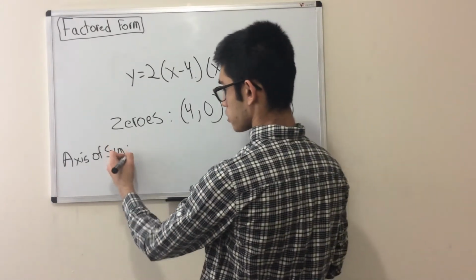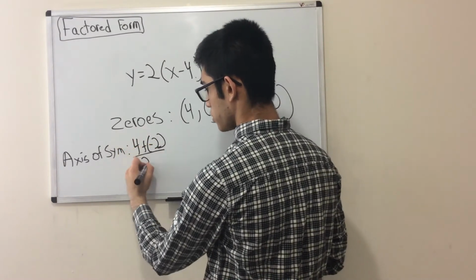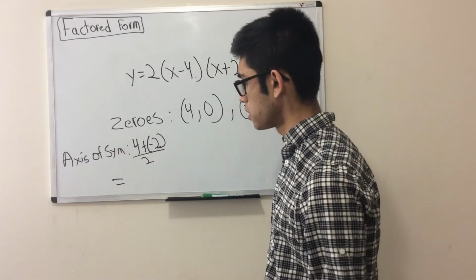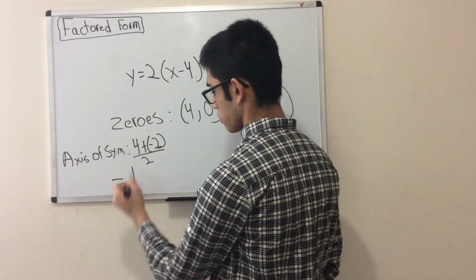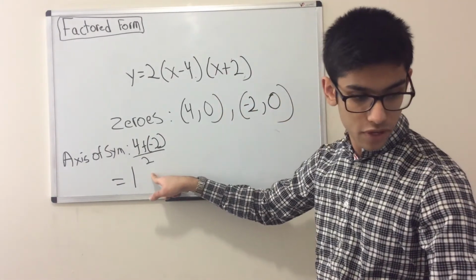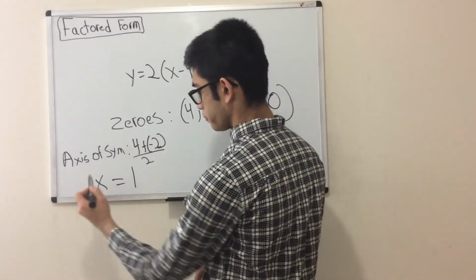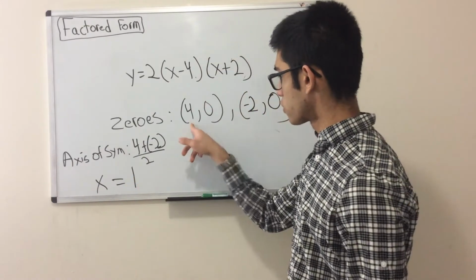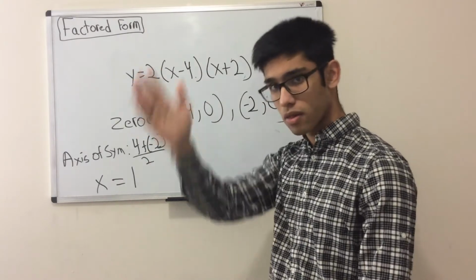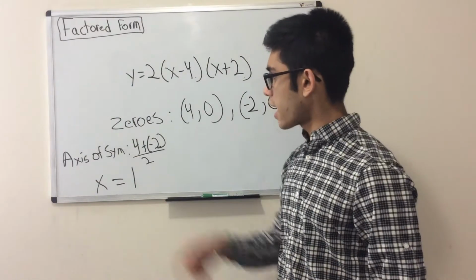So let's do 4 plus -2 divided by 2. 4 plus -2 is just 2, divided by 2 is 1. So my axis of symmetry is x equals 1. What I did was take the two zeros, 4 plus -2, divided by 2. I found the midpoint, the middle, where I can cut the graph in half and get the same distance from the middle. So I found the axis of symmetry.